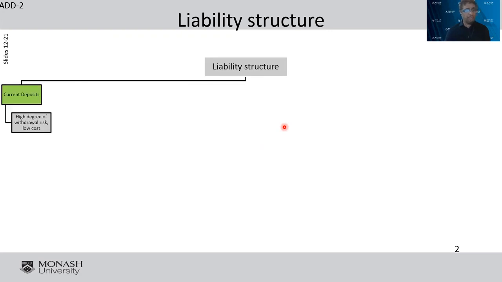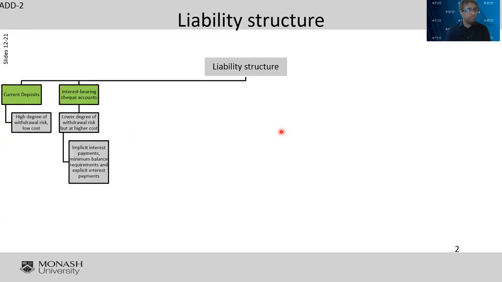We can have current deposit. This is where we can get a liability. And current deposit has a high degree of withdrawal risk. It's low cost. And this is people like me and you who deposit their money.